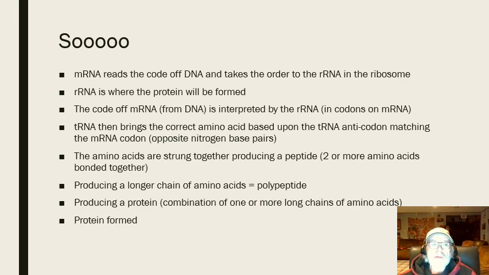And then it brings the appropriate amino acid, which is represented by the anticodon, which is represented by the codon, which is represented by the triplet on the DNA. It brings the amino acids, and I put those amino acids together. I have a polypeptide. Polypeptides are a protein. Protein formed. That's how DNA does it. It's great. I love it.